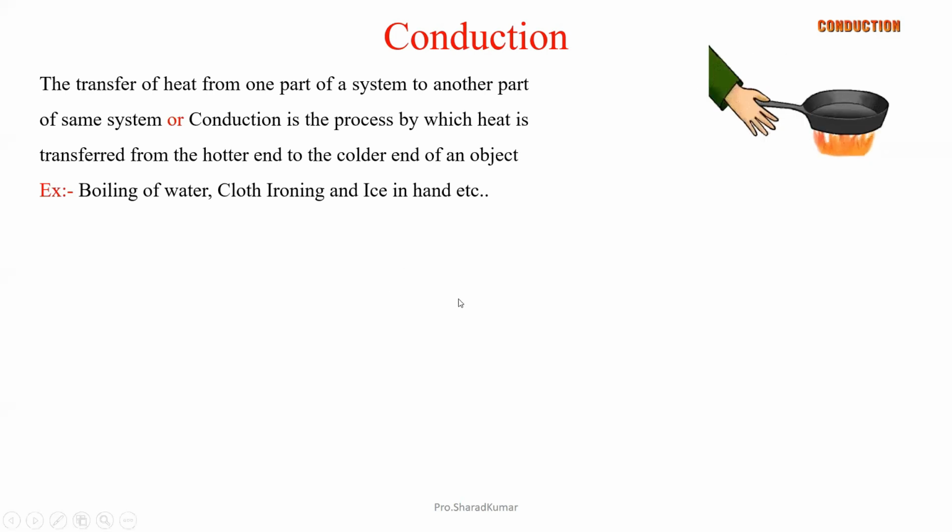Also, take cloth ironing. Once the iron box heats up, you move the iron box over the cloth. During that moment, what will happen? Whatever heat is there in the iron box will transfer to the cloth, and the temperature of the iron box will become low. It is nothing but heat transferring from the hotter end to the colder end, that is, from the iron box to the cloth.